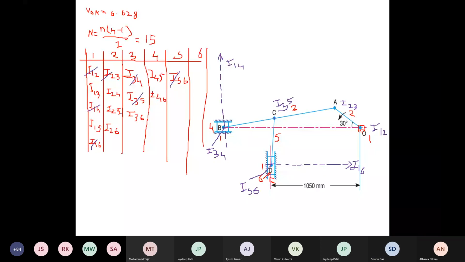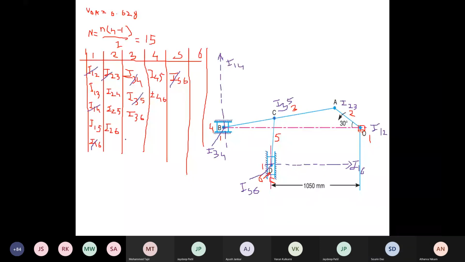How many have we got? 1, 2, 3, 4, 5, 6, 7. Okay, always you will get 7 ICRs by inspection if there are 6 links. Got it? What is the next step? You have to find the next ones. How many are remaining here? 1, 2, 3, 4, 5, 6, 7, 8 ICRs are remaining.